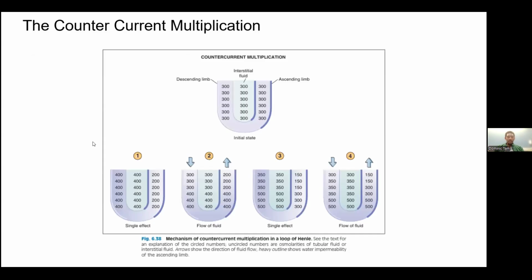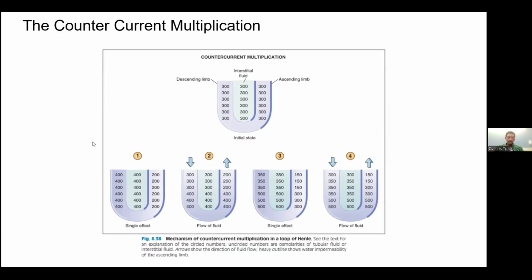So the countercurrent multiplication process. As I mentioned in the previous slide, its role is to deposit sodium chloride into the interstitial fluid of the deeper regions of the kidney. The countercurrent multiplication essentially builds up a gradient of osmolarity in the interstitial fluid through a repeating two-step process. The first step is called the single effect, and the second step is the flow of tubular fluid.